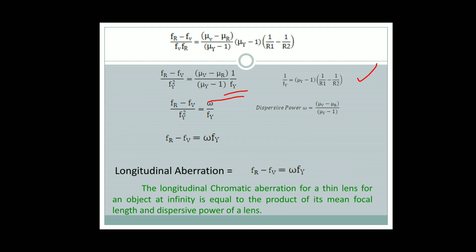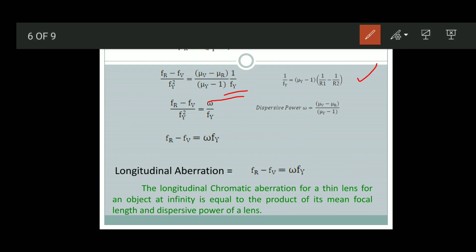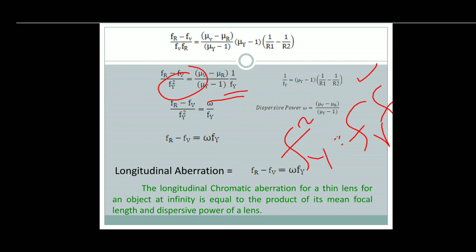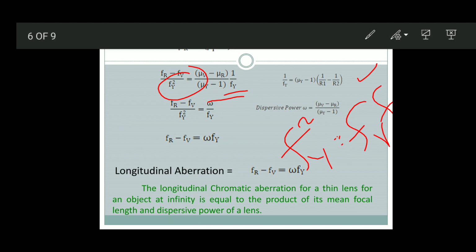We know Fy is the mean focal length of the violet and red color. So this can be written as Fy square is equal to Fv into Fr. So Fy square can be written in place of Fv into Fr. So that is Fr minus Fv by Fy square is equal to mu V minus mu R by mu y minus 1 into 1 by Fy.